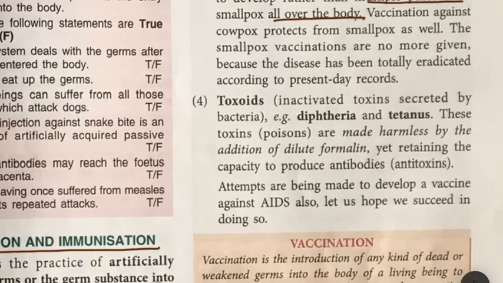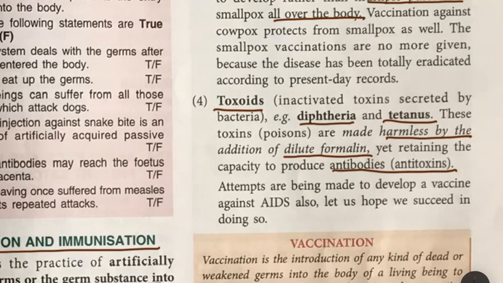Now, next, what is introduced as a vaccine into our body is known as toxoids. So what are toxoids? These are poisonous substances, but they are inactivated. Once toxoids become activated, they turn into poison, they turn into toxins. And these toxoids, remember children, are secreted by the bacteria. Example, diphtheria and tetanus. These toxins or poisons are made harmless by addition of dilute formalin. Yet they retain the capacity to produce antibodies or antitoxins once they enter our body.